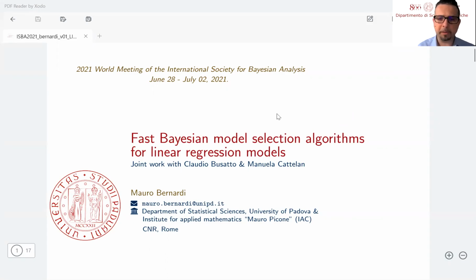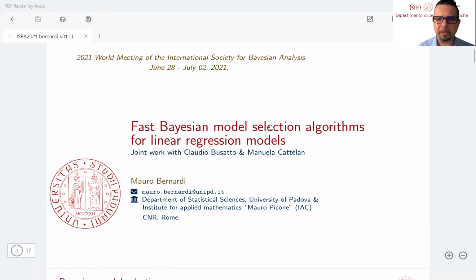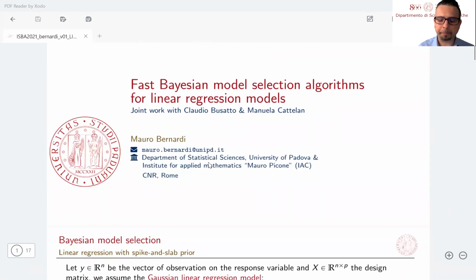I'm from the Department of Statistical Science of the University of Padova, and the paper I will present to you today is a paper on fast Bayesian model selection algorithms for linear regression models, and it is a joint work with Manuela Catelan from my department and Claudio Dusato from the Department of Statistics of Florence.